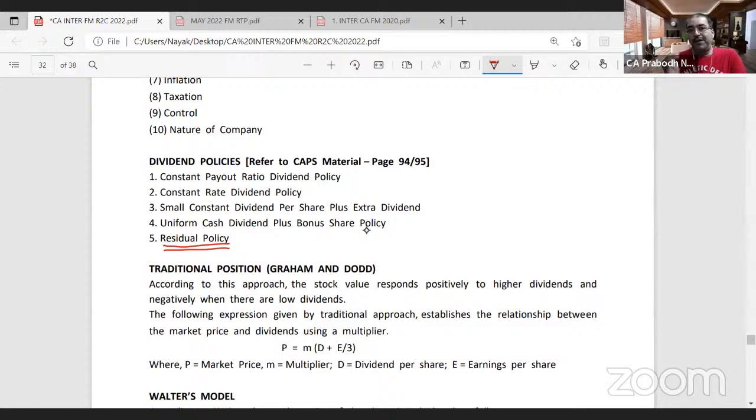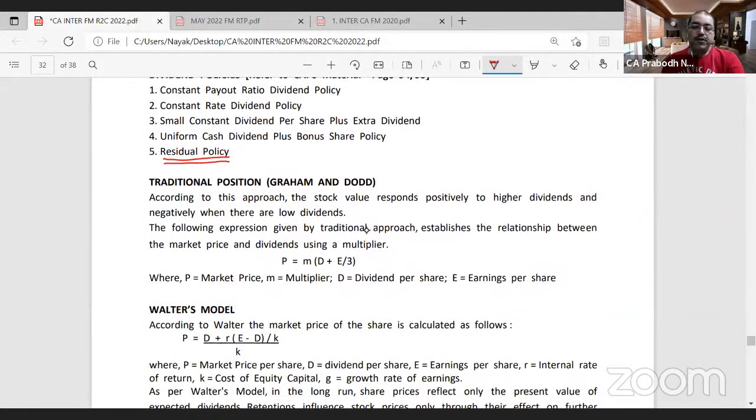So after keeping aside all those requirements for capital purposes, whatever is the balance, whatever is the residue, will be distributed as dividends. First I will find out how much I require for my business in the future. After that, I will find out what is the balance. So the residual value will be declared as dividend. So residual policy is important.